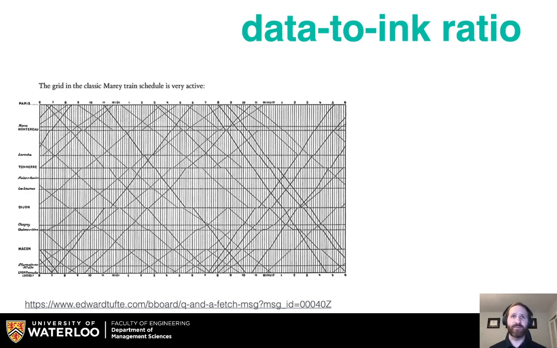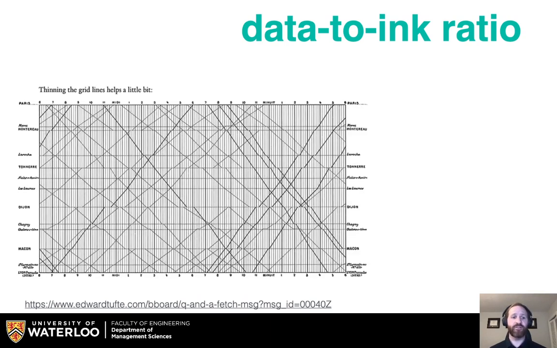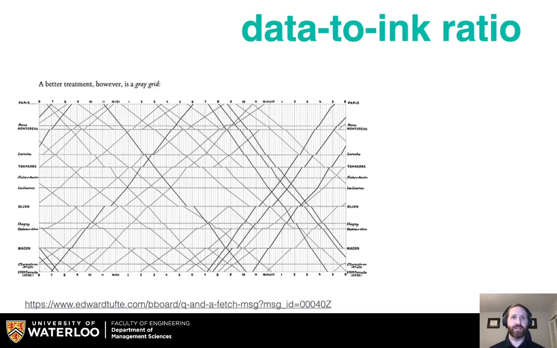To really highlight this, you might look at this graph right here. This is the grid in the classic Marey train schedule, and it's very active. You have lots of ink here. You could thin the grid a little bit. This helps to bring out the lines. It shows where the different trains connect at different stations. But if you use a gray grid, it really shows the data a lot better, and it still gives you those reference points that you need. So you can think about how you might reduce the unnecessary visual noise in your graphs, this junk, and really try to bring out the data to make it easier to understand for people.